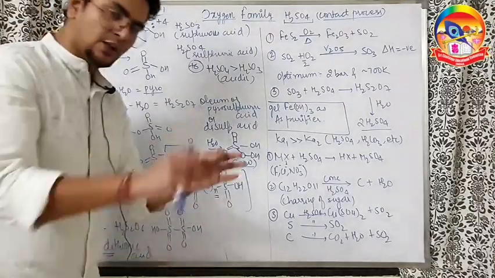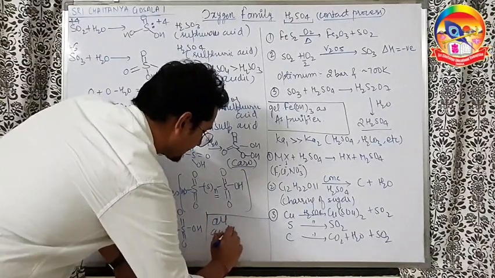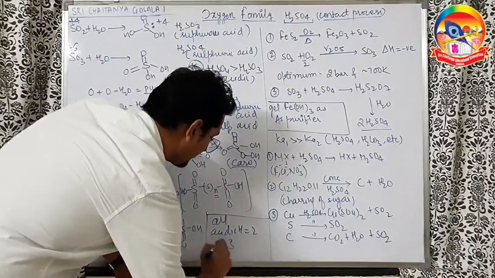If you see all these structures, one common thing you will get here. In all cases, the acidic hydrogens are 2 and the hybridization is always sp3.